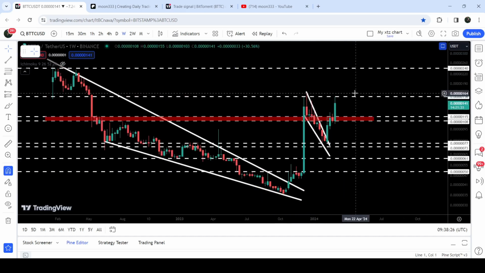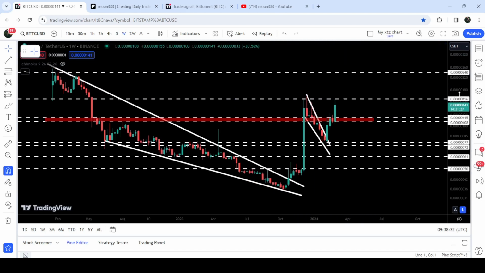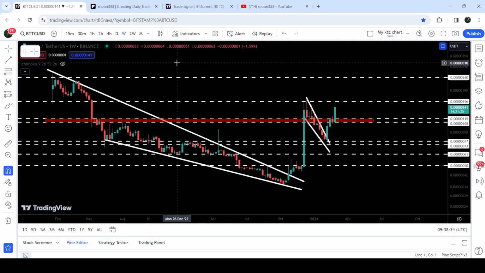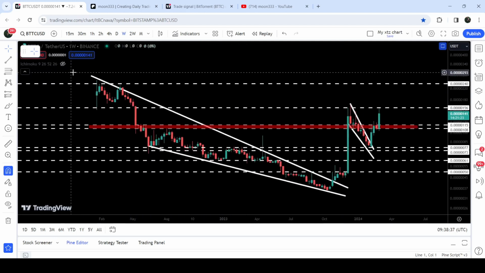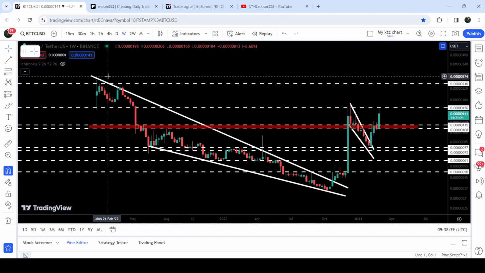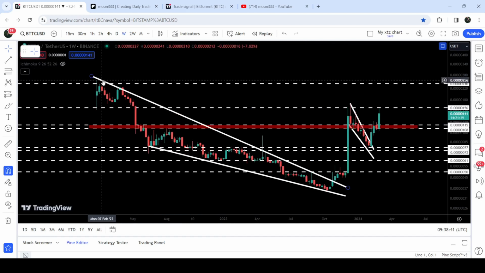And now we need to break out this resistance. Therefore, we will need to keep an eye on this resistance of 156. After breaking it out, it can continue this rally to the upside. By the way, the technical target for this huge breakout from this falling wedge pattern is here at the top of this wedge. That is approximately at 256. So this was the update so far.